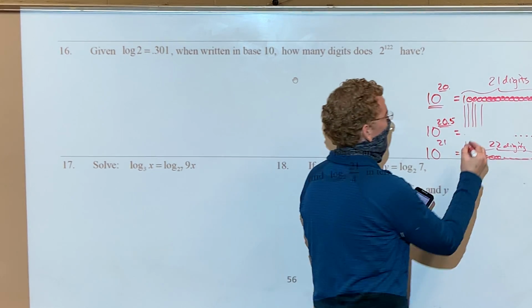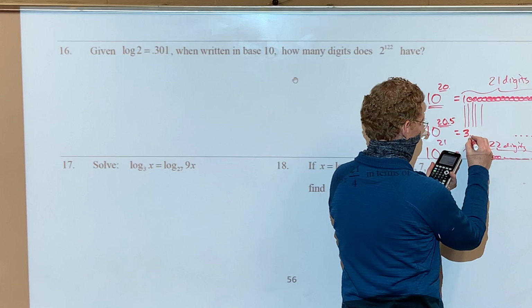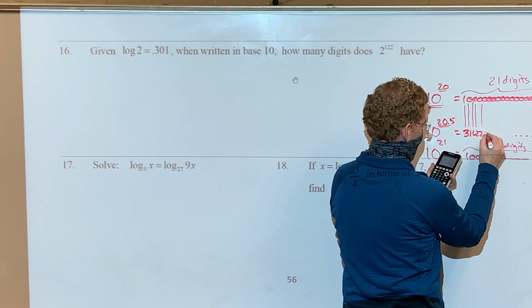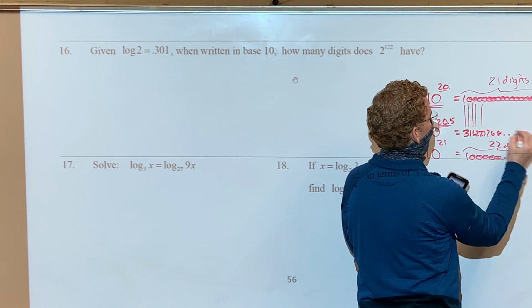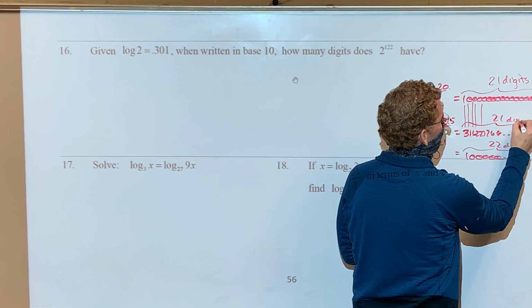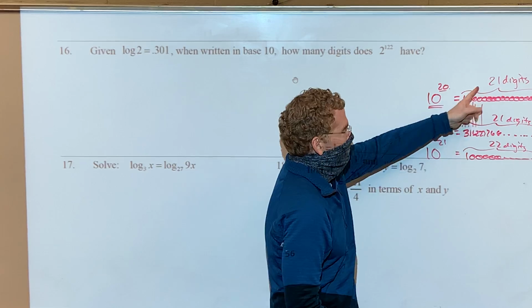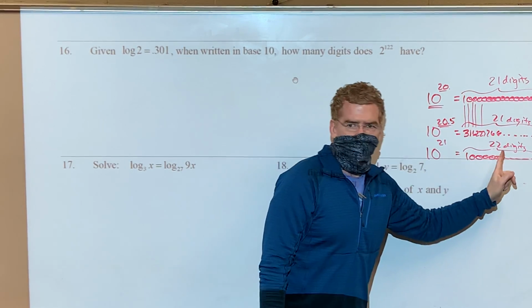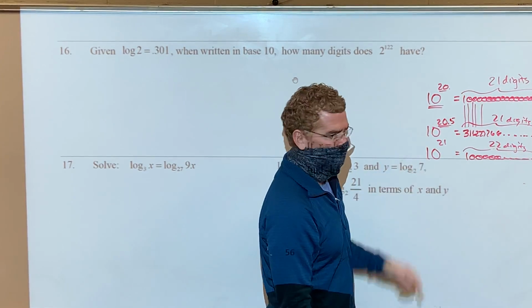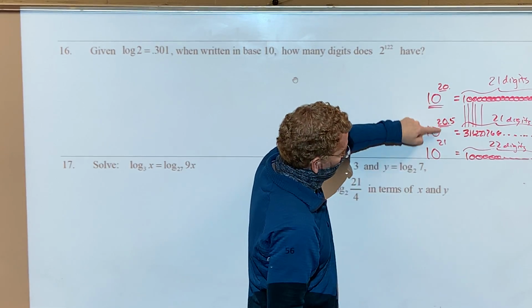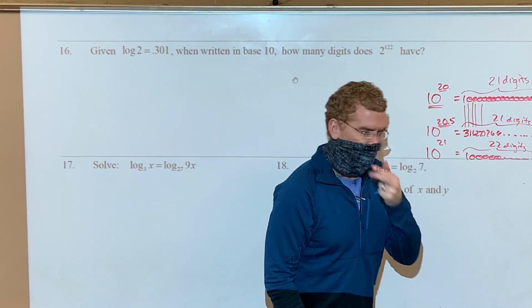20.5 ends up being 3.162227766, yada, yada, yada, yada. But still, 21 digits, just a bigger 21-digit number. Why do I know that? Because it hasn't yet become a 22-digit number, because the 22-digit number doesn't show up until it hits 21. So anything bigger than 20 is still going to be a 21-digit number.